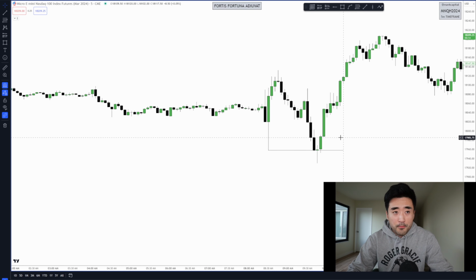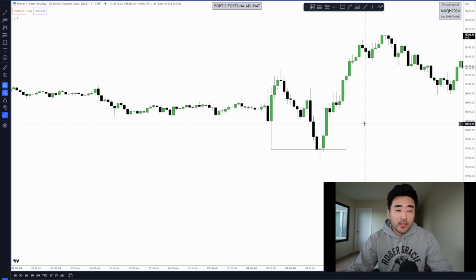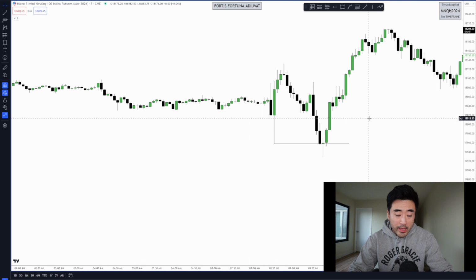On the flip side, when you have displacement out of that swing point back to the upside, this gives me confirmation, hey, this is looking very, very strong because of these displacing candles upwards. So that's why displacement is important, which also leads me to topic number 5, which is fair value gaps.